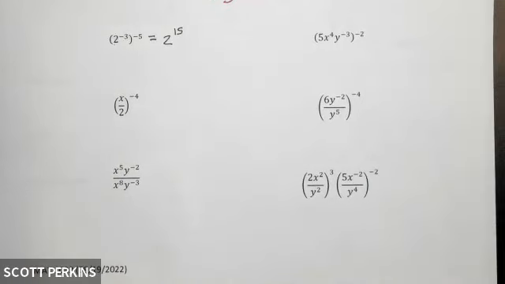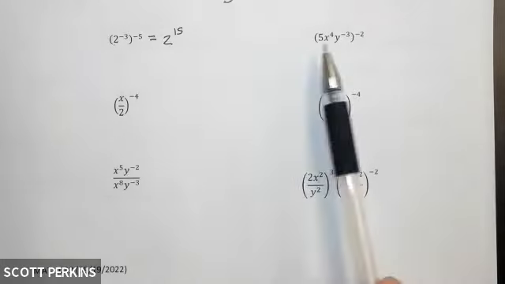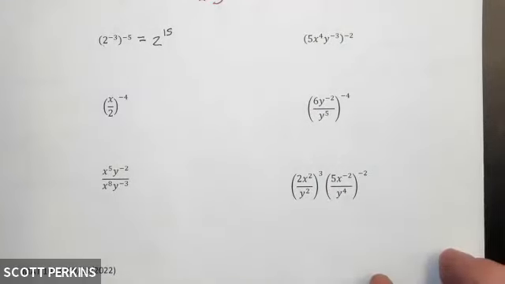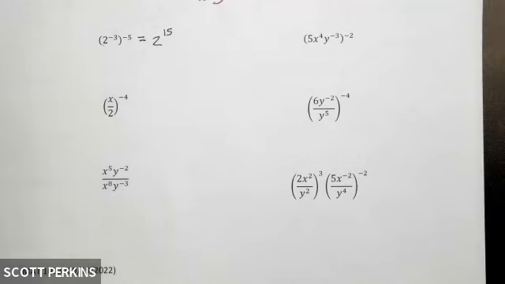The next problem is just like what we did on the front, on the review part, only with some negative exponents. So give the next one a try. 5x to the 4th, y to the negative 3rd, and all of that is raised to the negative 2 power.